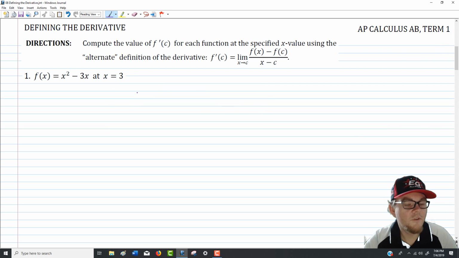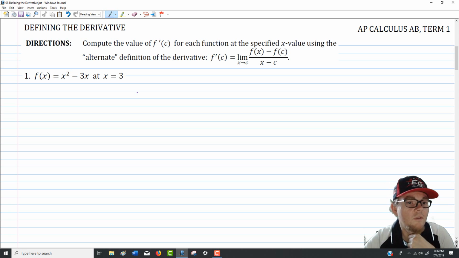Okay, this takes us to the first problem we're going to attack, and it is literally number 1 in this assignment. I believe the first 4 questions we're going to be working through, and we're going to be asked to use one of the definitions of the derivative. Then in the second set of 4, we're going to use the other definition of the derivative.